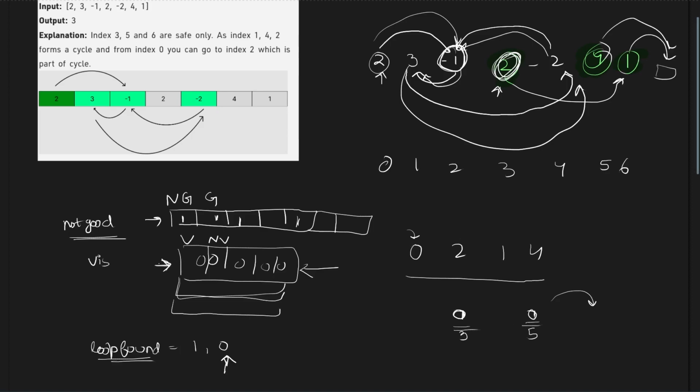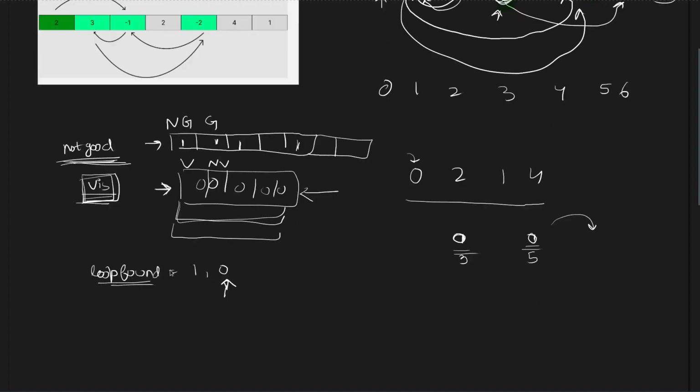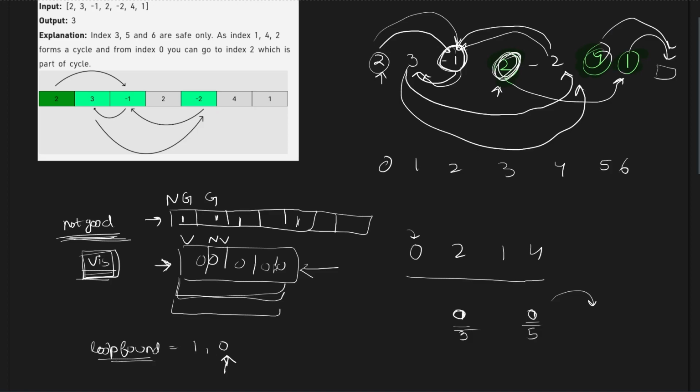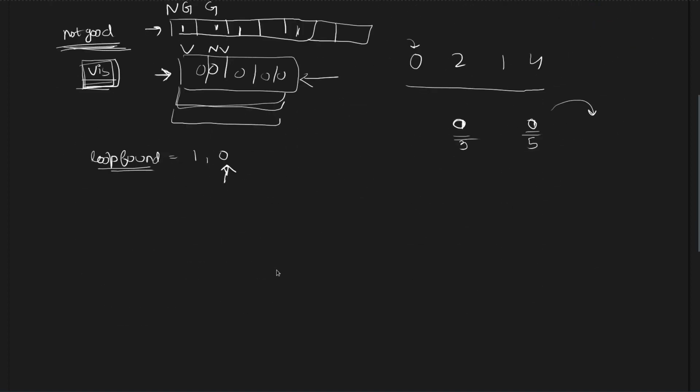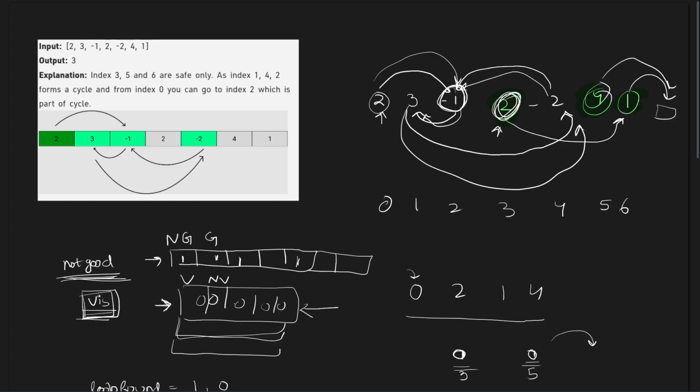So what is happening essentially is I'm doing the work of the not good array as well as the visited array with a single array now. Previously, I was maintaining a not good array separately and a visited array separately. But the visited array now is doing the work of both of the arrays. Right. So essentially, I'll go through it once more. Let me just write them here.